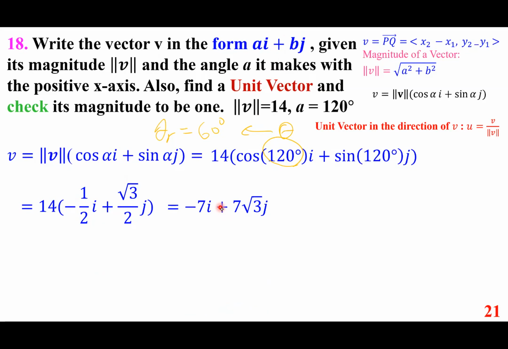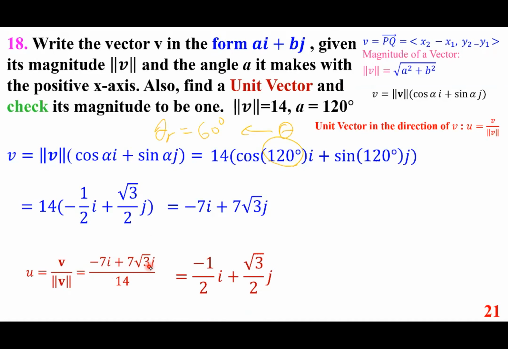The next one is to find the unit vector. All we have to do is divide by its magnitude. So let's divide by 14. And when we divide, this becomes 1/2, this becomes square root of 3/2. So negative 1/2 i, positive square root of 3/2 j. I'm assuming everybody can do this elementary algebra dealing with fractions.